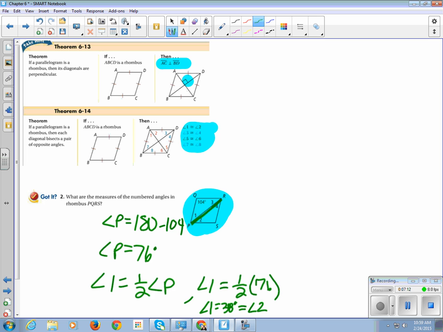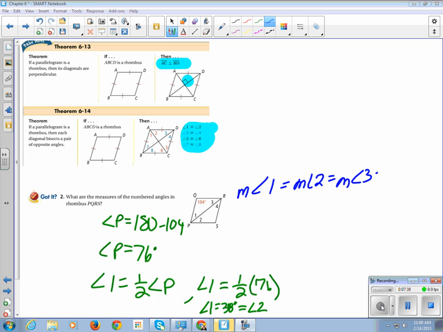So angle 3 and angle 4, what are those? If we look up here, angle 3 and 4. So we know the measure of angle 1 is equal to the measure of angle 2, is equal to the measure of angle 3, is equal to the measure of angle 4, and that's all equal to 38 degrees.